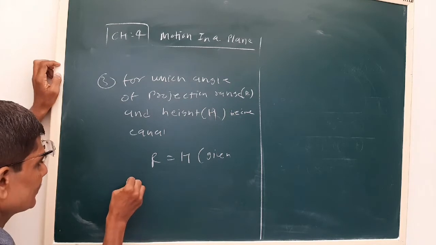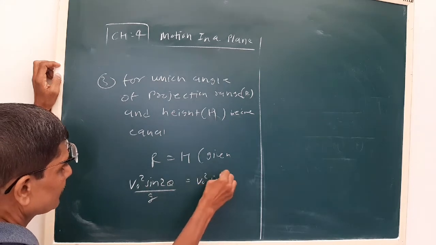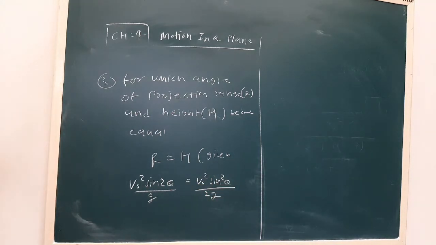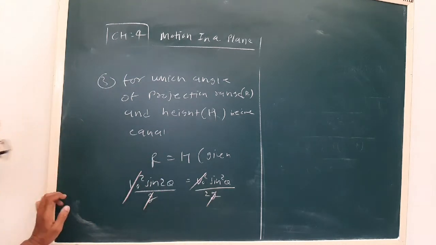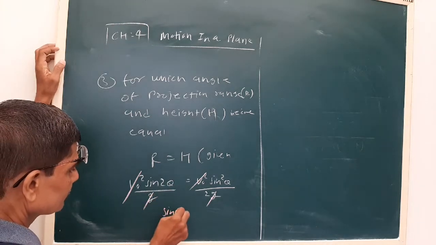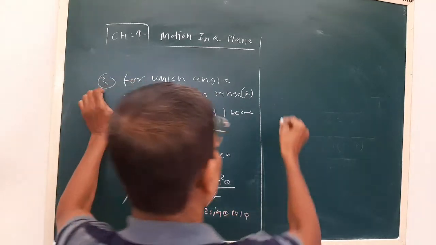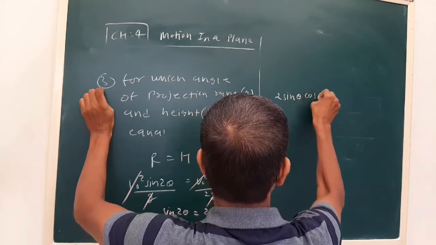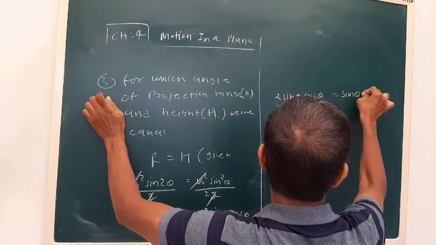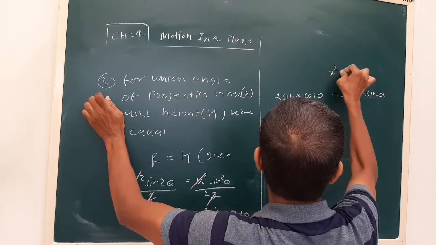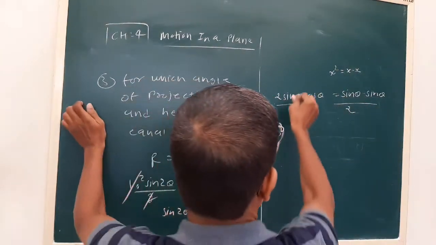So range of the projectile is v0 square sin 2 theta upon g, and height is v0 square sin square theta upon 2g. Now v0 square is cancelled, g is also cancelled. Now see, the sin 2 theta formula is 2 sin theta cos theta. Now this we can write as 2 sin theta cos theta is equal to sin square theta upon 2. I can write sin square theta as sin theta into sin theta, just as x square we can write as x into x. See, one of the sin will also get cancelled.